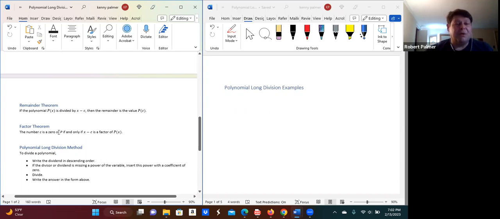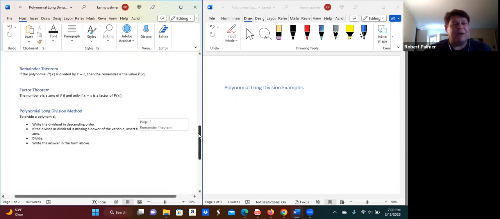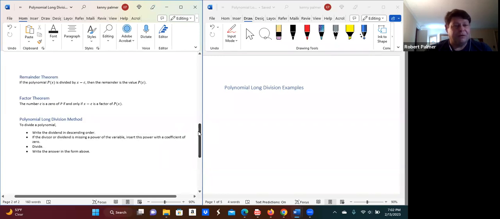The number c is a 0 of p, the polynomial, if and only if x minus c is a factor of p of x. And once again, if the number c is a 0, that means p of c is equal to 0. And we'll work with those theorems as well.